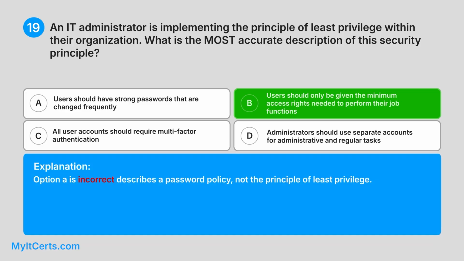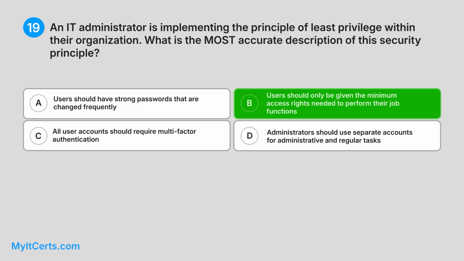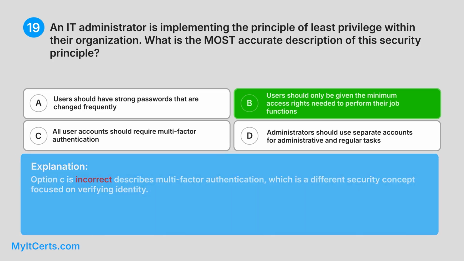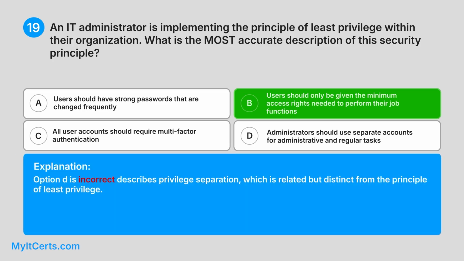Option A, users should have strong passwords that are changed frequently, is incorrect because it describes a password policy, not the principle of least privilege. Option C, all user accounts should require multi-factor authentication, is incorrect because it describes multi-factor authentication, which is a different security concept focused on verifying identity. Option D, administrators should use separate accounts for administrative and regular tasks, is incorrect because it describes privilege separation, which is related but distinct from the principle of least privilege.